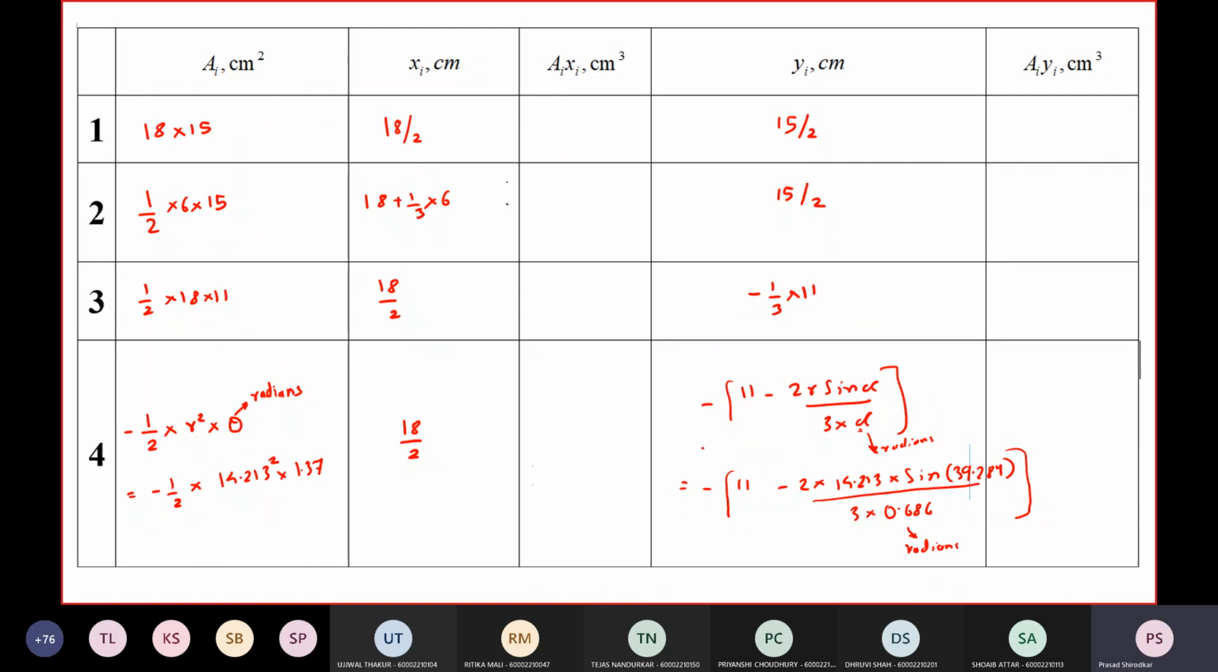Got it? Yes, sir. Okay, now calculate all these values, complete this table, and tell me the values one by one.